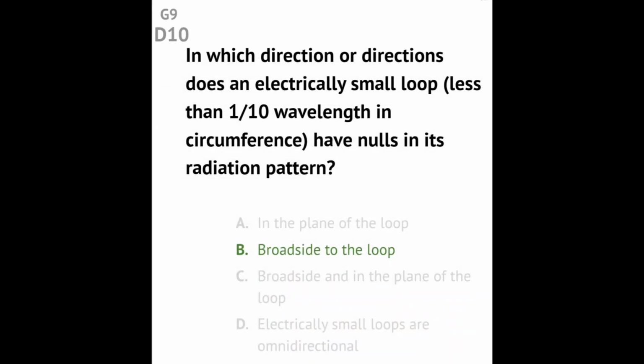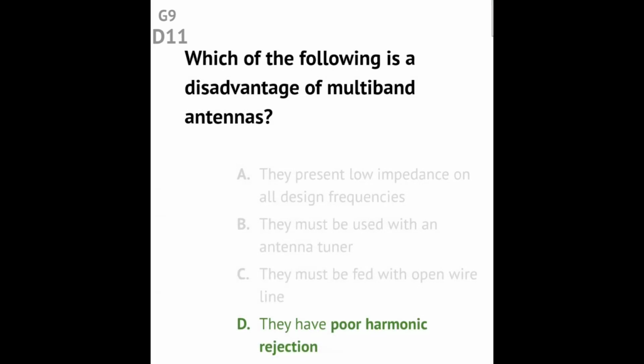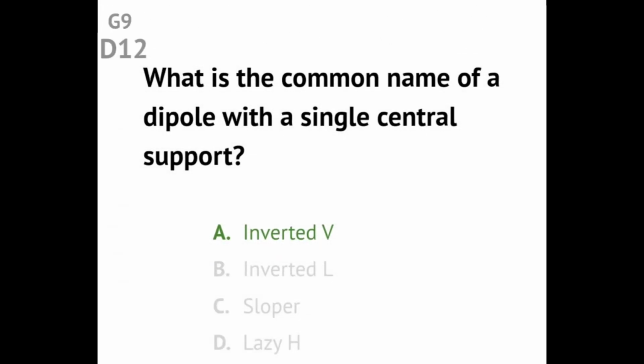Question G9D10. In which direction or directions does an electrically small loop, less than 1/10 wavelength in circumference, have nulls in its radiation pattern? Answer: broadside to the loop. Question G9D11. Which of the following is a disadvantage of multiband antennas? Answer: they have poor harmonic rejection. Question G9D12. What is the common name of a dipole with a single central support? Answer: inverted V.